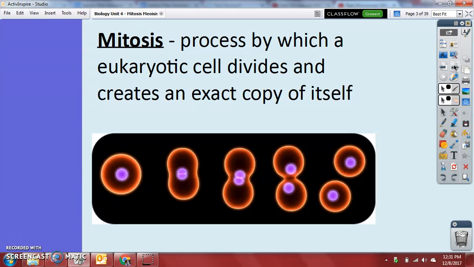So this is what our body cells are doing all the time. Certain cells don't do it all the time, like your brain cells. Your brain cells don't divide. That's why if you damage your brain, you can go brain dead, because your brain cells are not going to divide and replace the ones that got damaged.